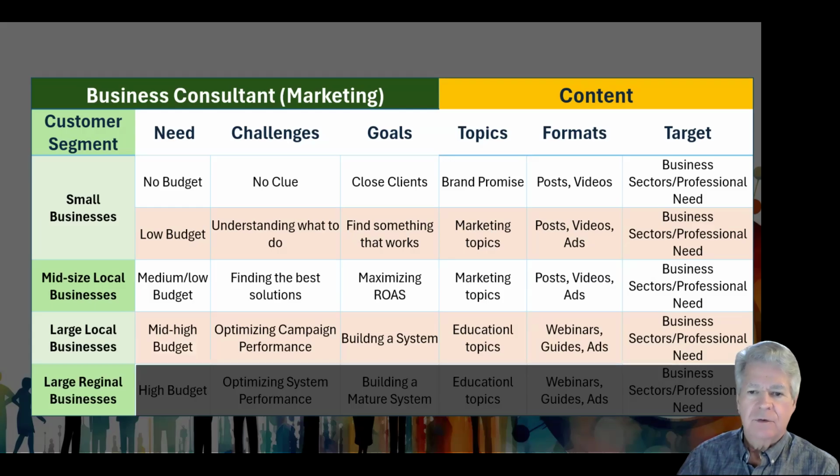This next group is large local businesses. Their need is based on a mid to high marketing budget. Their challenge is to optimize campaign performance because they've been running campaigns and are doing all right, but they want to do better. Their goal is to build a marketing system. The content, topics, and formats are more educational in nature. They want to learn the details of how they can achieve their goals. The formats include webinars, guidebooks, and ads that promote your content so they can find it.